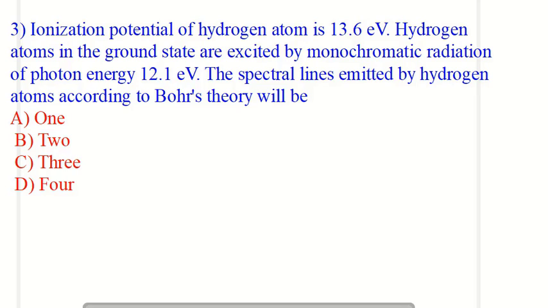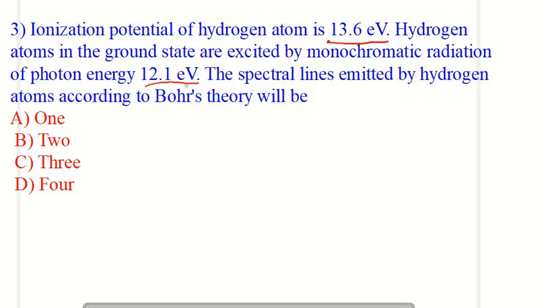The ionization potential of hydrogen atom is 13.6 electron volt. Hydrogen atoms in the ground state are excited by monochromatic radiation of photon energy 12.1 electron volt. The spectral lines emitted by hydrogen according to Bohr's theory will be. So 13.6 is the amount of energy which, if given to the electron, can make it come out of the hydrogen atom, but we are providing energy of 12.1. So first we will find, by providing 12.1 electron volt, how much the electron will get excited.